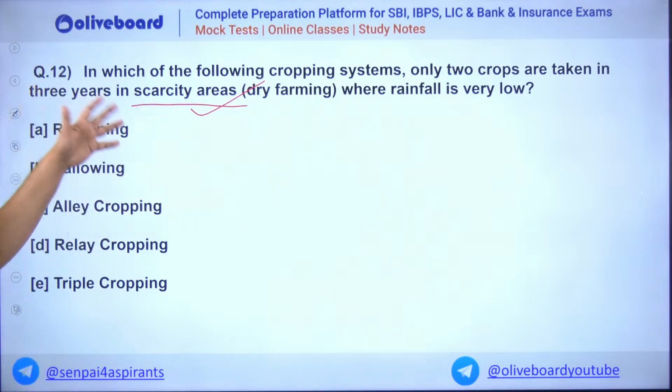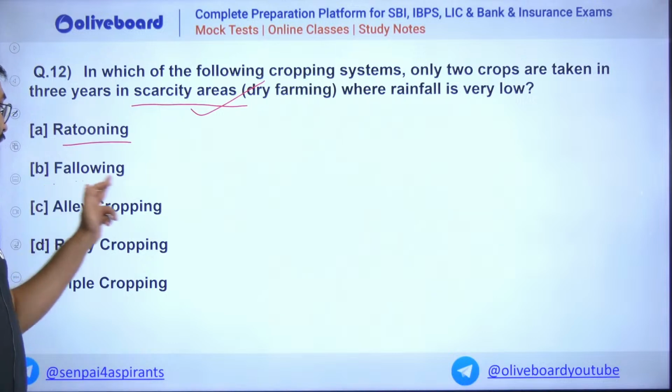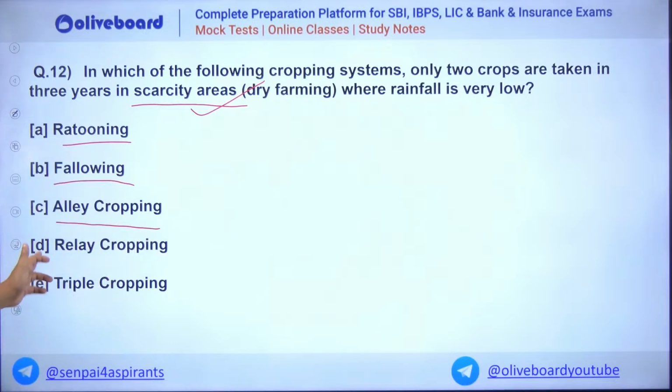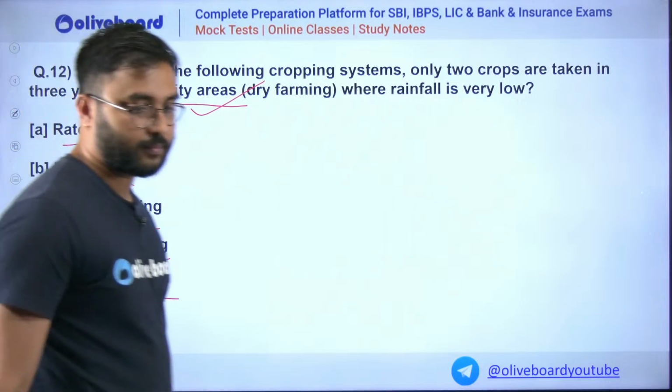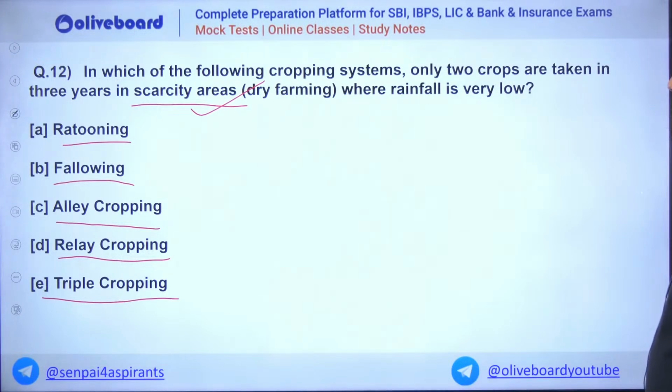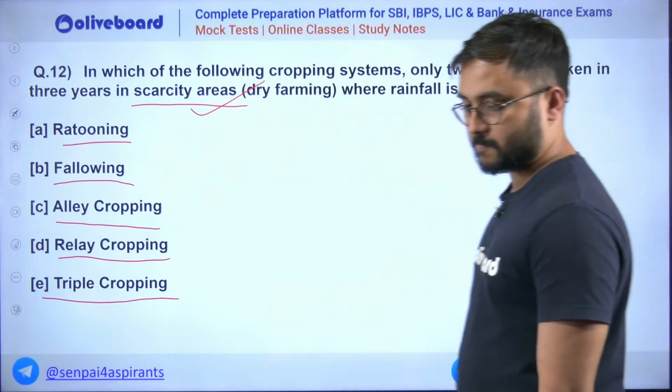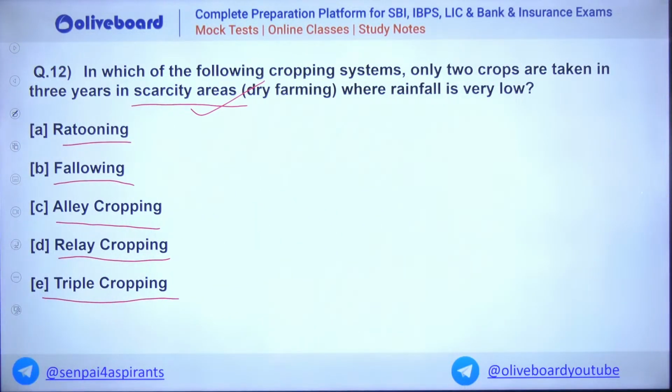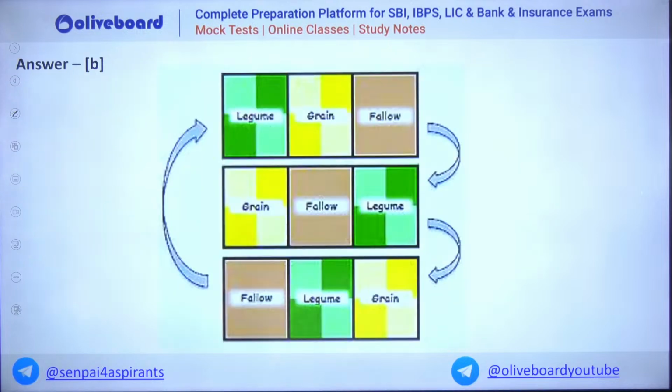Next, in which of the following cropping system only 2 crops are taken in 3 years in scarcity areas, that is dry farming, where rainfall is very low? Ratooning, fallowing, then alley cropping, relay cropping and triple cropping. Answer, guys. The answer here is B, fallowing.